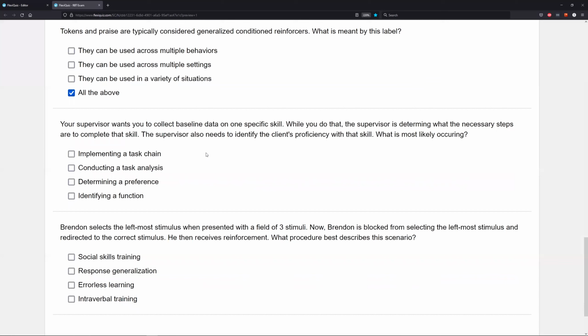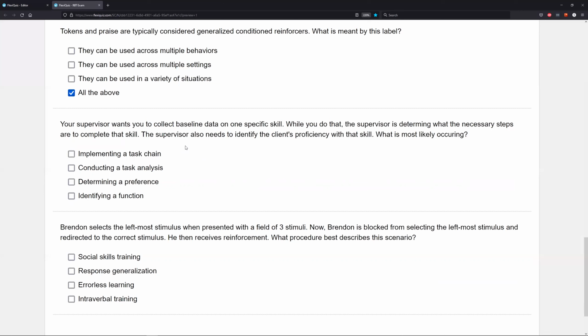That's your job, right? Forward chaining, backward chaining, total task chaining, right? You know a lot about that. The task analysis part is more of the supervisor's role, right? The supervisor is going to be designing the task analysis. You're going to be implementing, okay?